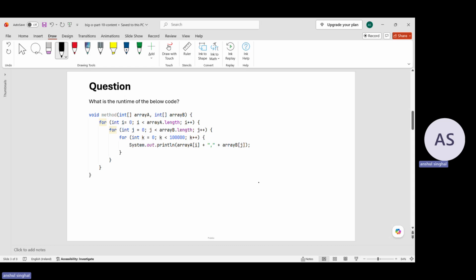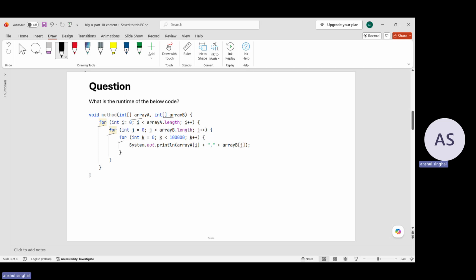So we have to determine the runtime of this code, right? In this code, we are given two arrays, array A and array B. We have three for loops. In the first for loop, we are going through this array A one by one till we get to the end of this array, right?